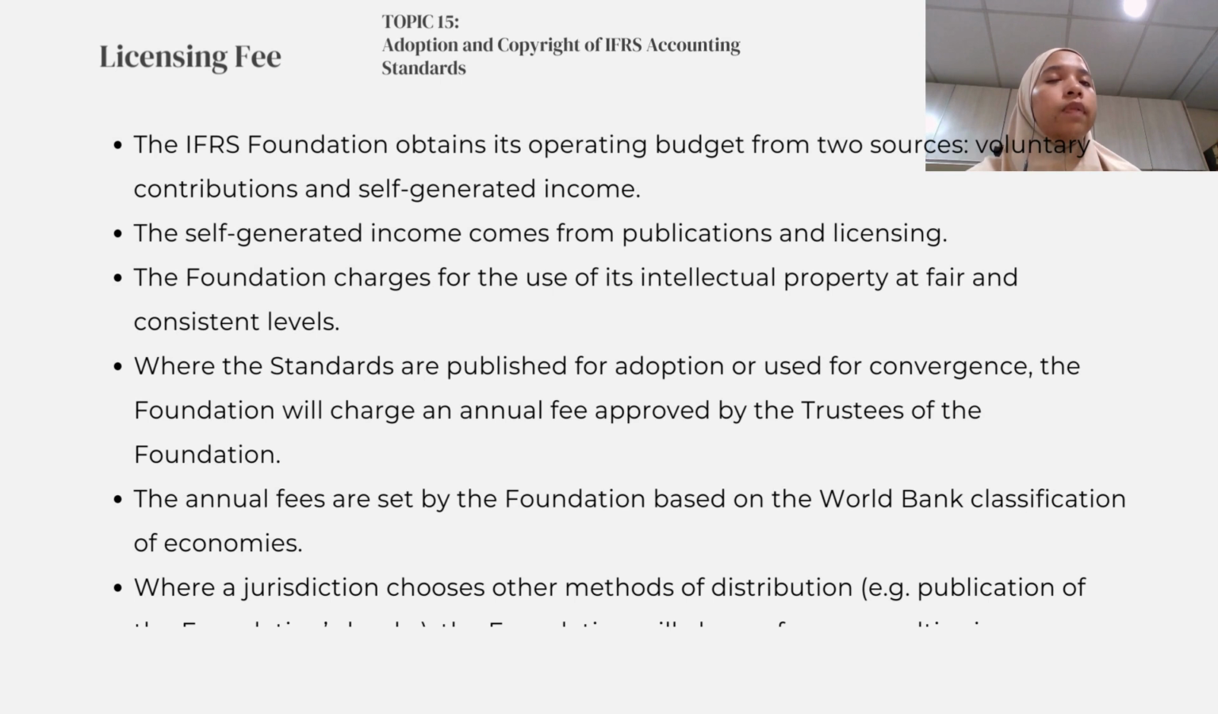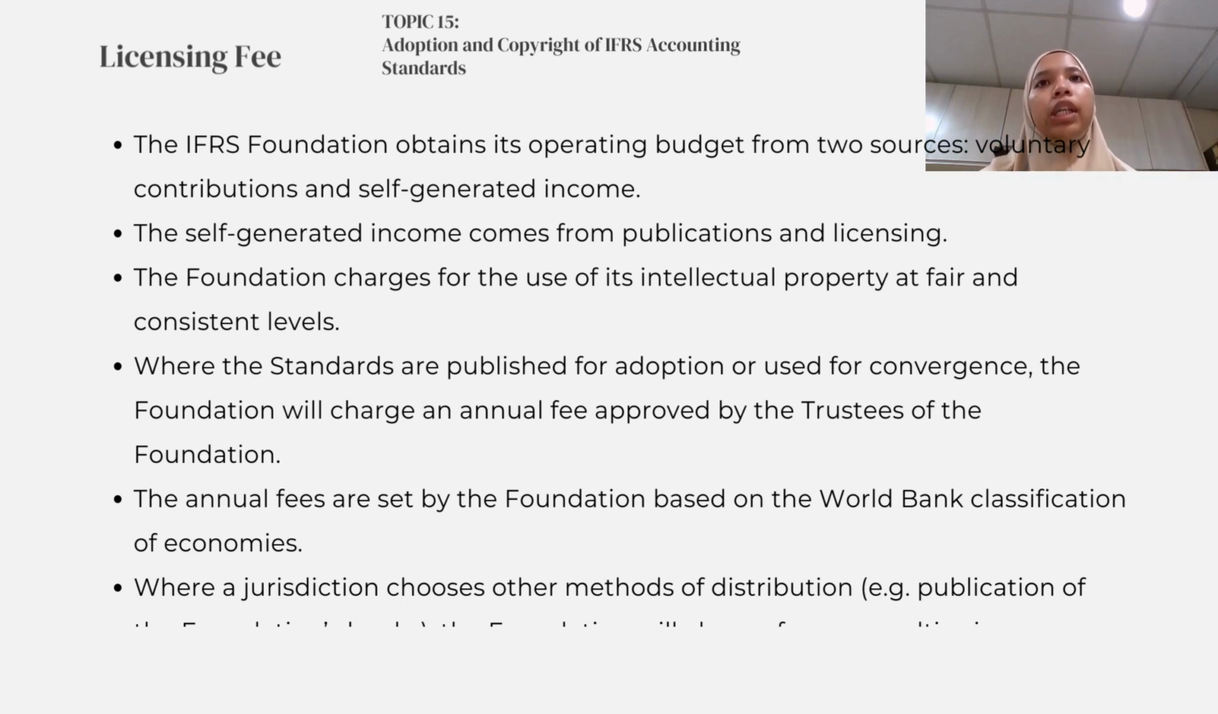Okay, so the IFRS Foundation is a non-profit organization, right? So they don't have any operating budget given to them annually. How they get their operating budget is from two sources. First, voluntary contributions, any contribution or donation from any organization, and secondly, self-generated income. Self-generated income also comes from two sources, which are publication and licensing fees. So I will be explaining more about the licensing fee.